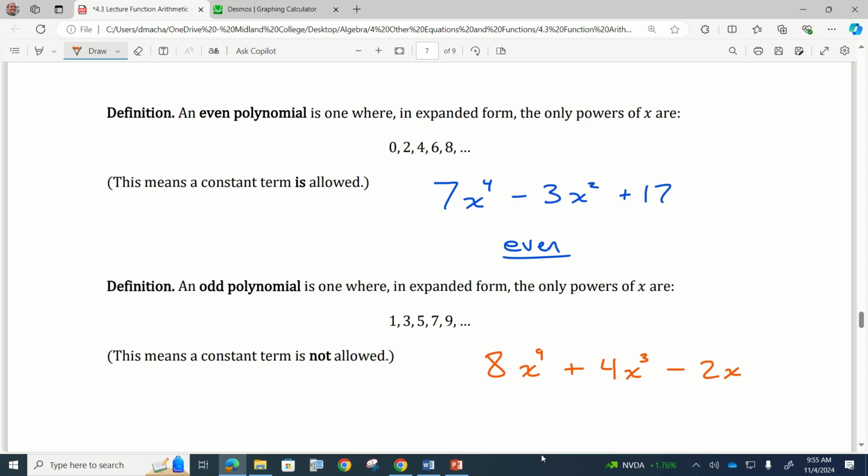It doesn't matter what my coefficients are. What really matters is what the powers of x are. And I'm allowed to have a term with just x, because that's like x to the 1 power. And so my powers of x are only odd numbers here. You're not allowed to have a constant term for odd polynomials.